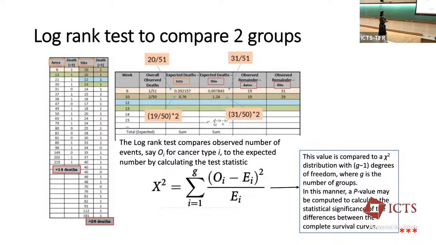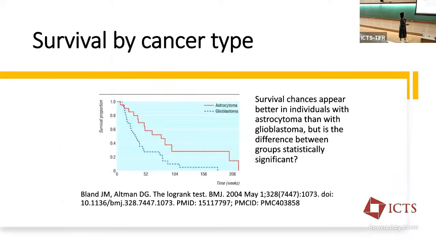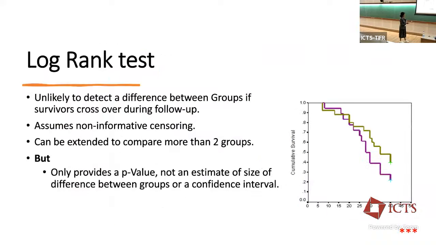This is just for demonstration purposes. The log rank test compares the observed number of events, say O_i, for cancer type i to the expected number by calculating the test statistic. It's a normal chi-square distribution. This value is compared to this distribution with G minus 1 degrees of freedom, where G is the number of groups. In this manner, a p-value may be computed to calculate the statistical significance. If you're using a 95% confidence interval, you're going to use 0.05. If it is less than 0.05, then you can say that the difference is significant.